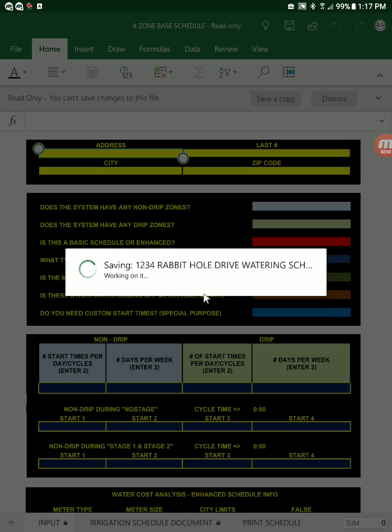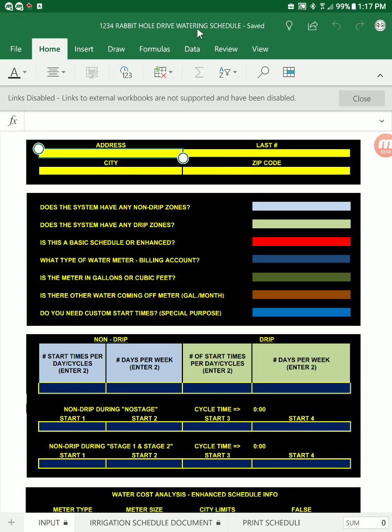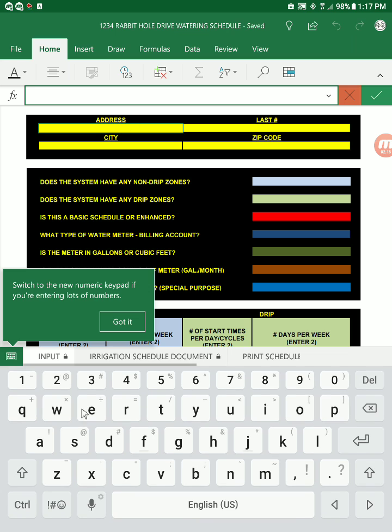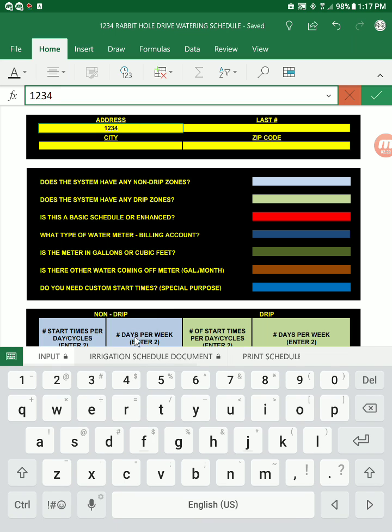Okay, we want to confirm up here at the top that we've saved it, closed. Now we're going to start dealing with our schedule. And again, the way I made this schedule, guys, you only have to type in two spots in here. So you have to type in their address. So this is 1, 2, 3, 4.